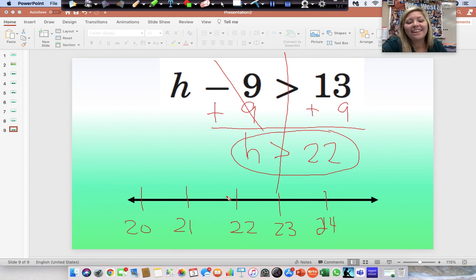Okay, sorry. And then we are going to circle 22. We are not coloring it in because it's not or equal to 22. H is not equal to 22. So we are going to leave it as an open dot, and then we are going to shade in the direction of all numbers that are greater than 22. And make sure to make a big arrow on the end, okay?